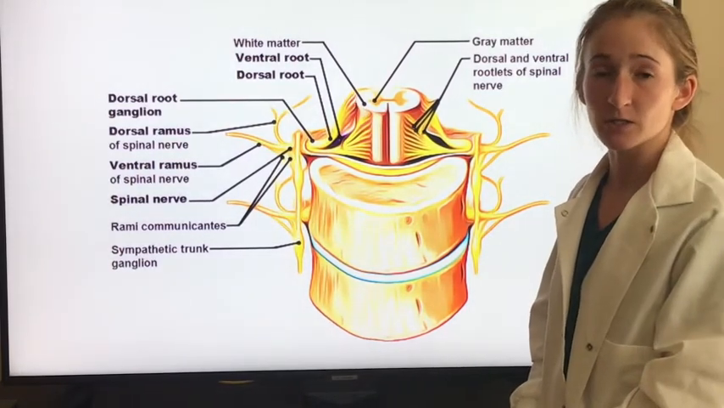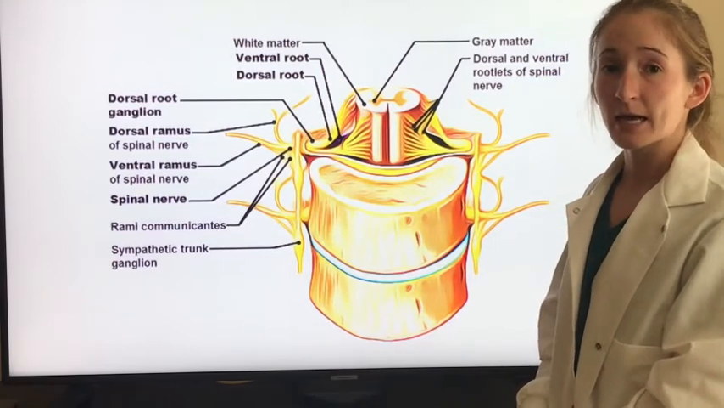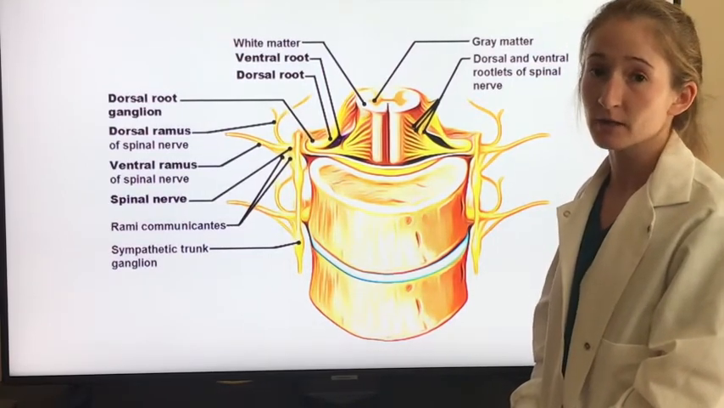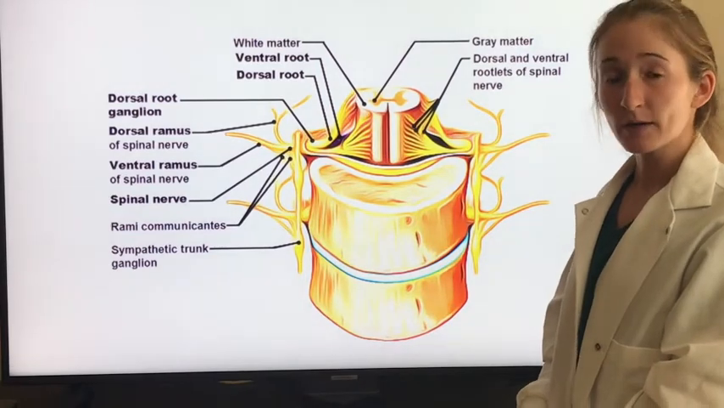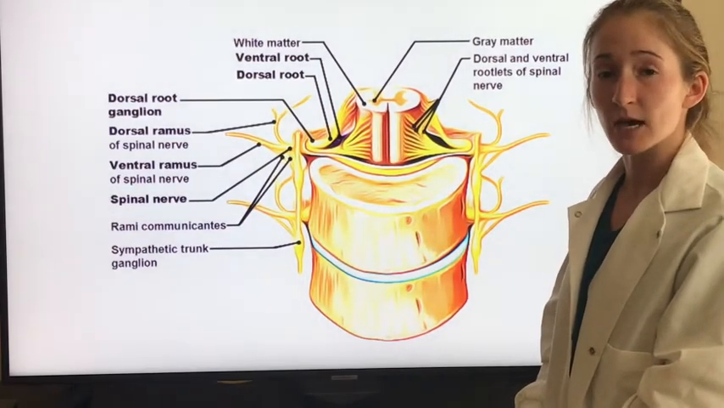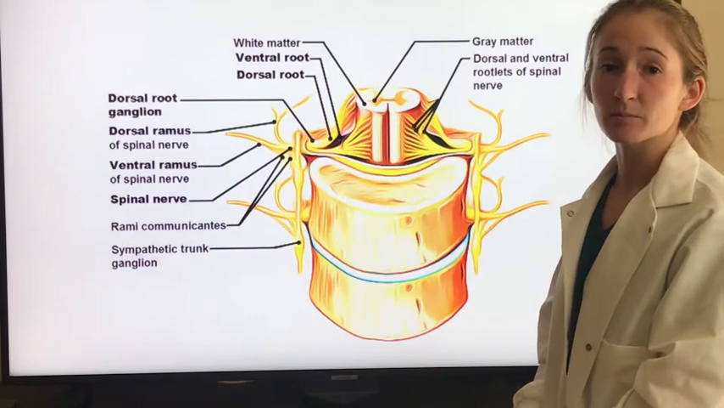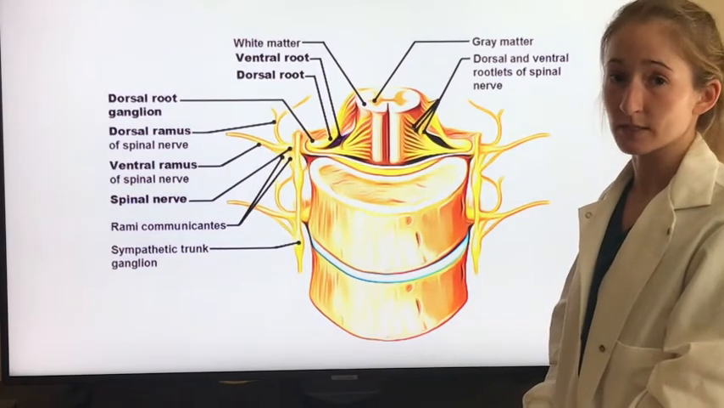Gray rami communicantes are found at all levels of the spinal cord and contain postganglionic fibers that are traveling away from the sympathetic trunk. White rami communicantes are found at the T1 to L2, L3 level and contain preganglionic fibers that are traveling toward the sympathetic trunk.